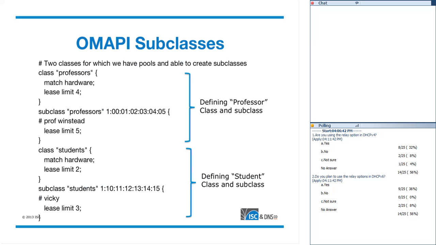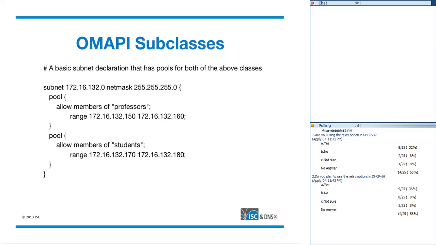Next slide, please. Okay. So here are the pools that would be associated with those two classes. They're fairly simple pools. In reality, you'd probably have more stuff there. But again, for testing purposes, this gives us a chance to see that the clients get the right addresses and so on. And we have one pool for each of the two classes.